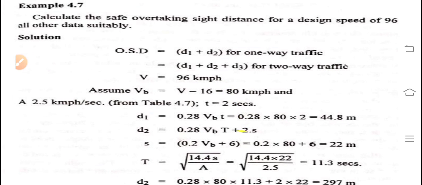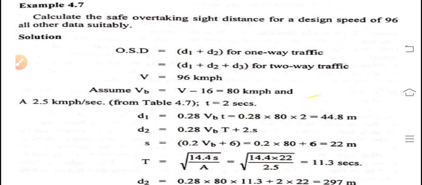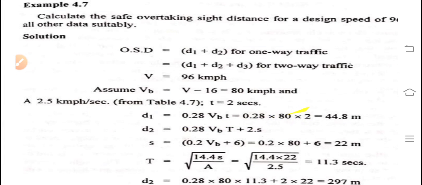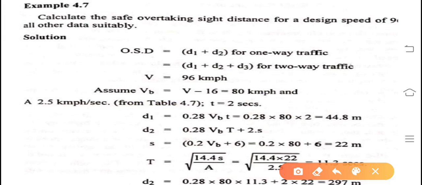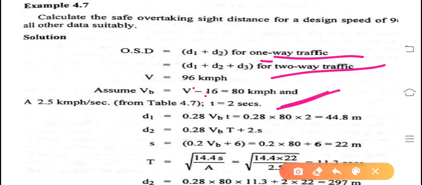Second problem. Calculate the safe overtaking sight distance for a design speed of 96 km per hour. Assume all other data suitably. So you have to assume all the data. Solution goes like this. OSD we know is d1 plus d2 for one-way traffic, d1 plus d2 plus d3 for two-way traffic. Therefore, V given is 96 km per hour. Assume VB, that is the speed of the slow moving vehicle, V minus 16, that is 80 km per hour. a is equal to 2.5 km per hour per second. From the table, you can get it. In exam, it will be given. Small t, the total reaction time of the driver for overtaking operation, is 2 seconds.